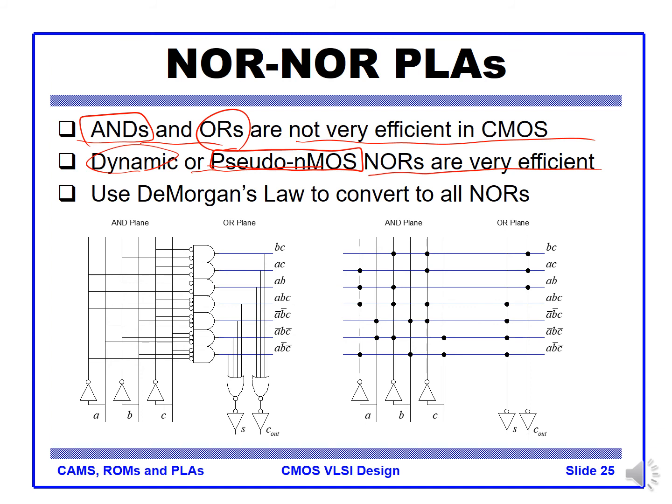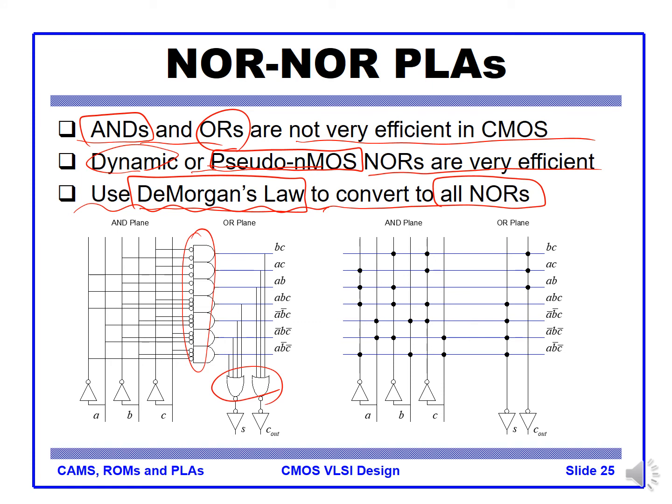So we know that by the bubble pushing technique, we are using De Morgan's law to convert all the logic to all NOR gates. Here this is NOR, this is also NOR. So NOR is very good for handling many input logic, right, by having pseudo-NMOS style. So this is a NOR style PLA to implement the more dense structures.